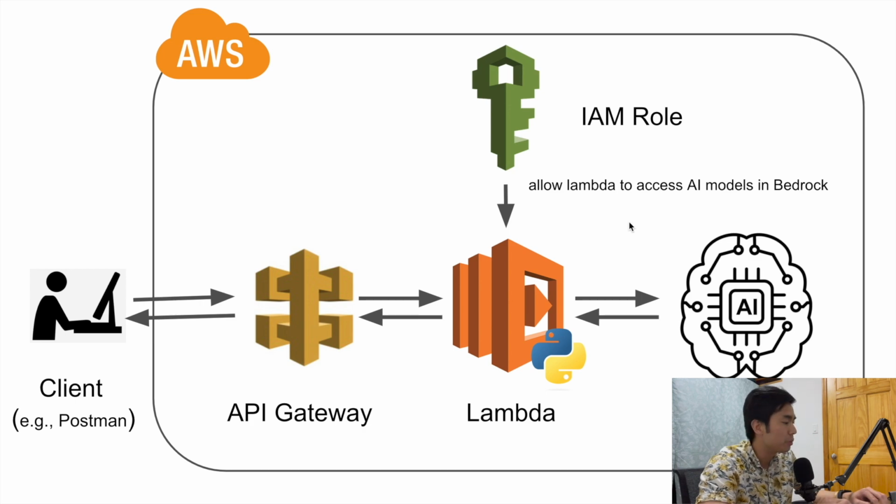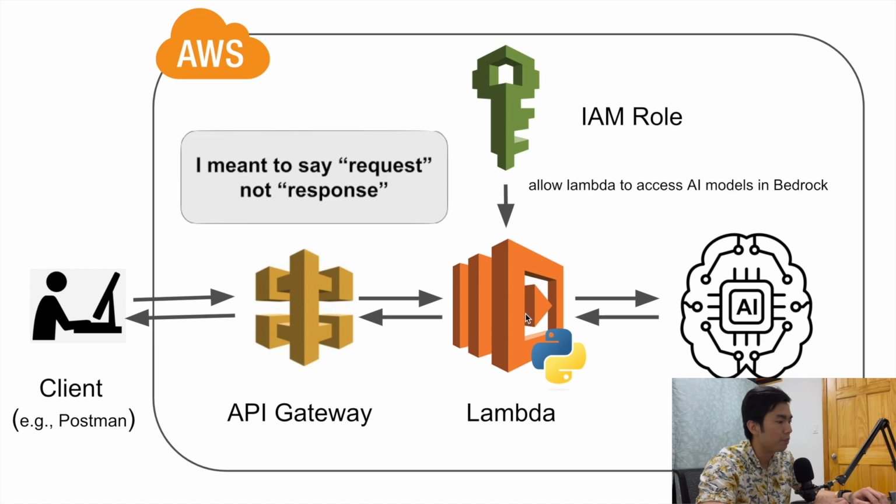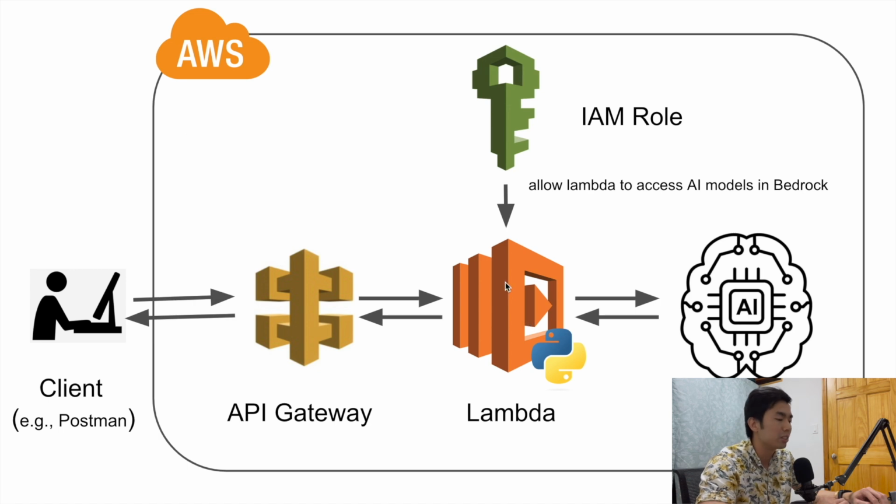And the architecture that we're going to build today is pretty simple actually. We have an API Gateway that takes your request and then it's going to call the Lambda function. And then the Lambda function is going to call Bedrock in the background that uses AI models to generate a response and then return it back to you. And I'm going to show you how to build this step by step. So without further ado, let's get to it.